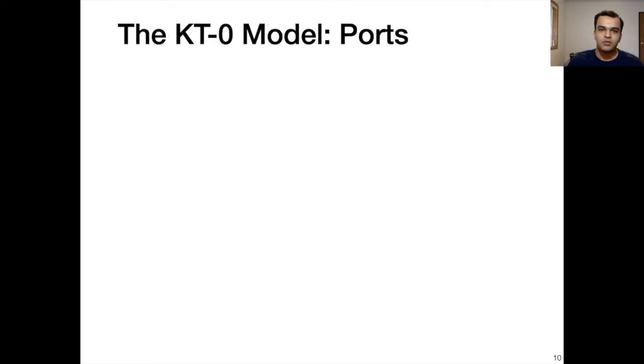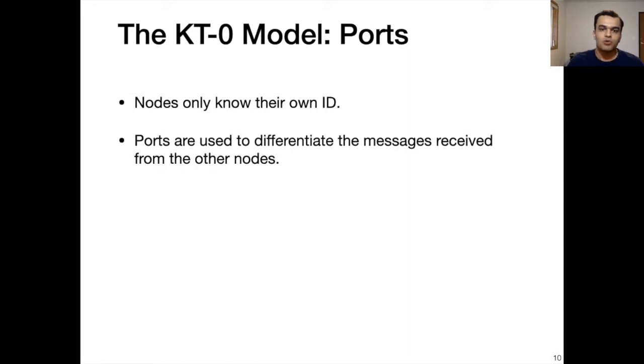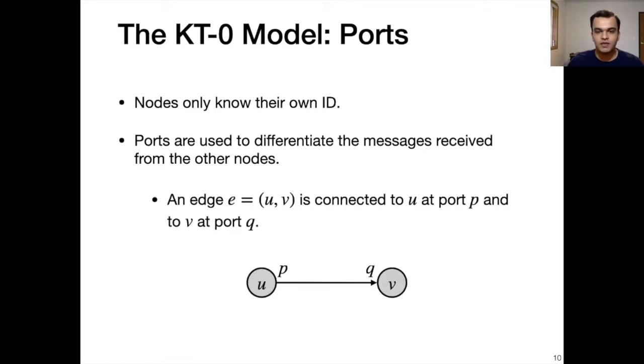In the KT0 model, the nodes only know their own ID. So ports are used to differentiate the messages received from other nodes. For an edge UV, it is connected to U at port P and to V at port Q. So if U broadcasts a message, it will be sent through port P to V, and V will receive that message through port Q. And this will be consistent throughout the algorithm.